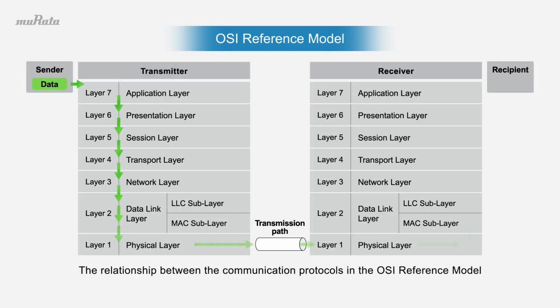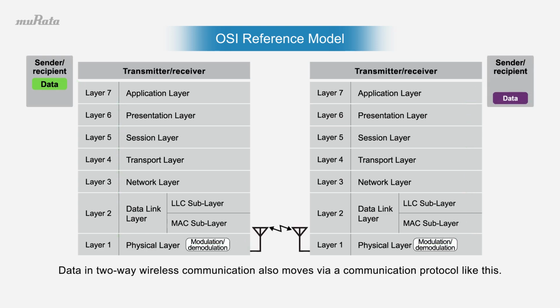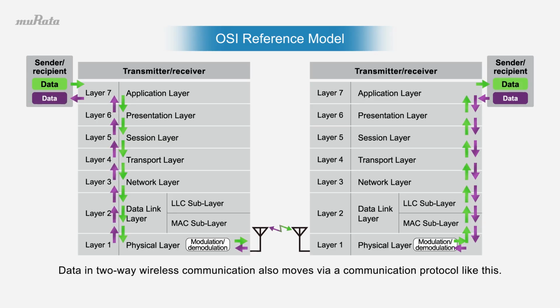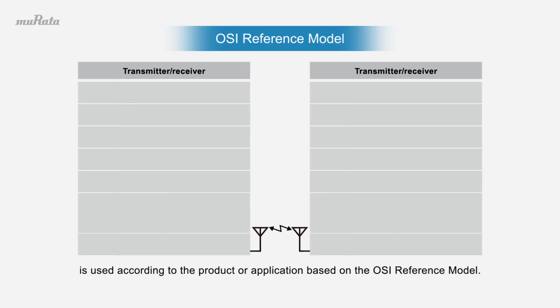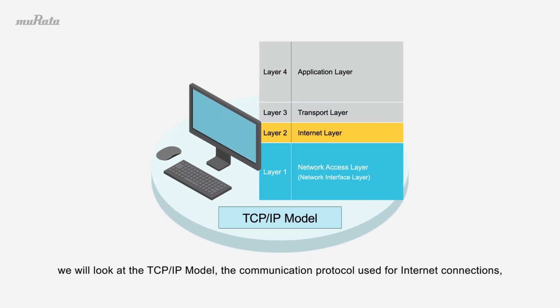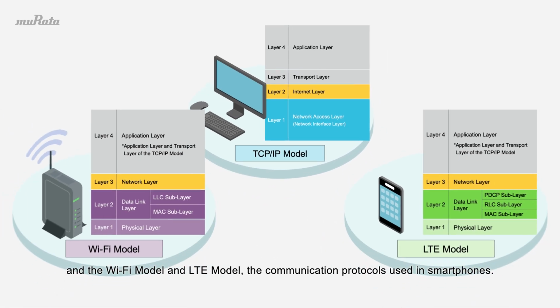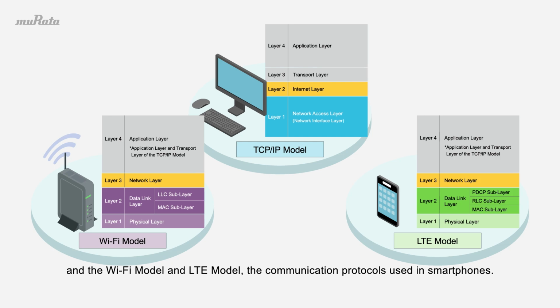The relationship between the communication protocols in the OSI Reference Model and the movement of data during data communication can be visualized as follows. Data in two-way wireless communication also moves via a communication protocol like this. This OSI reference model is not actually used as a communication protocol. A suitable communication protocol is used according to the product or application based on the OSI reference model. As examples, we will look at the TCP/IP model, the communication protocol used for internet connections, and the Wi-Fi model and LTE model, the communication protocols used in smartphones.